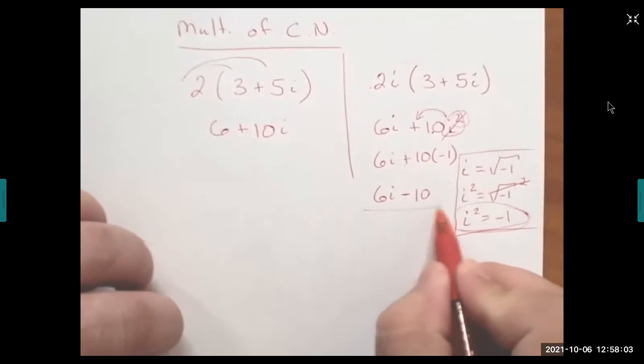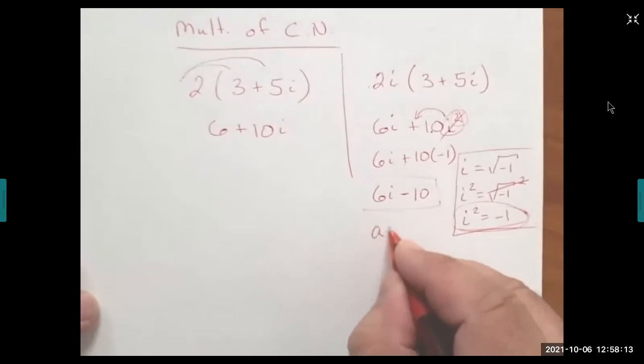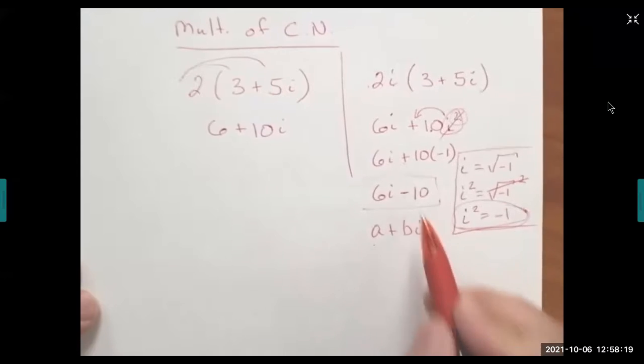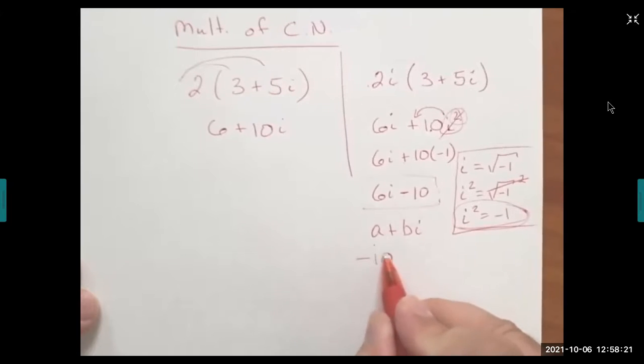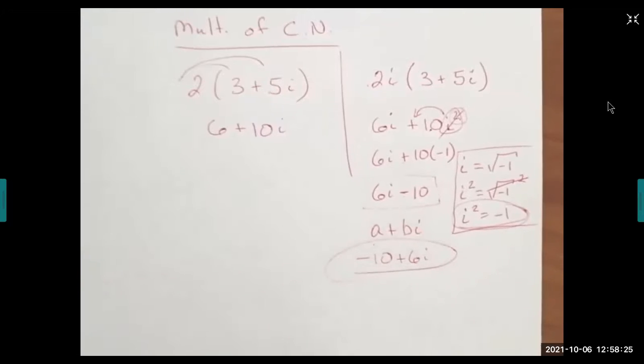But we cannot leave our answer in this form. Why not? What's the complex number form? a plus bi. The real number has to go first. So our answer would be -10 plus 6i. That's the answer.